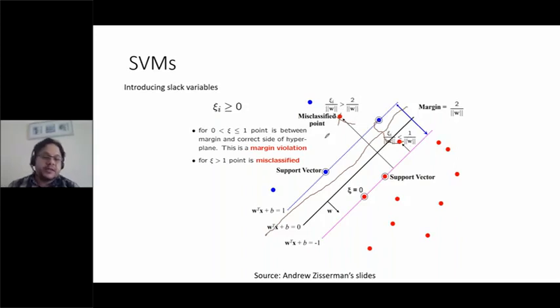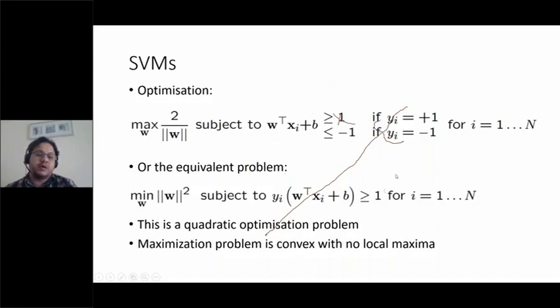So, for example, we have this value. This is how we compute the slack variable. If it is between 0 and 1, the point is between the margin and the correct side of the hyperplane. It means it's inside the margin, but it is still correct. But if it is above 1, then it is misclassified. This is how we compute the slack variables. We are going to introduce them to this formula.